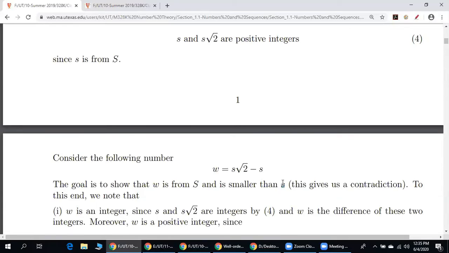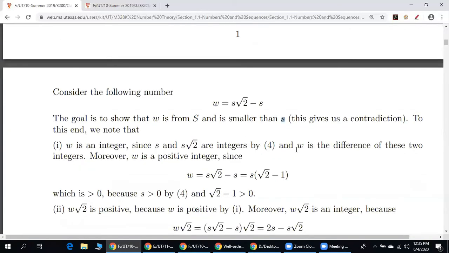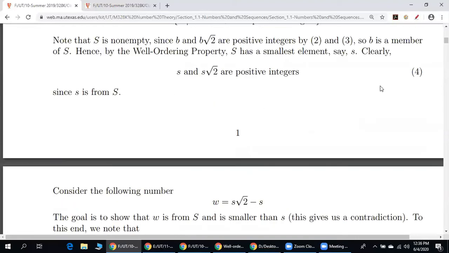So, how do we show that W is from S and W is smaller than a lowercase s? First, let us show that W is from S. Here's how we do. First, let us show that W is an integer. Why is W an integer? Well, look at 4. Note that according to 4, s is a positive integer. s times square root of 2 is a positive integer. So both s and s times square root of 2 are integers.